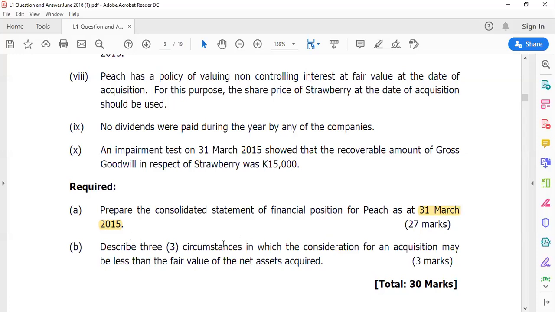Okay. Number one, we want to say that the consideration given for the business sometimes may be less than the fair value of the net assets acquired. This one may lead to what is often called negative goodwill. But what you should do where there's a negative goodwill, you should be able to check carefully. Have you seen that? Check carefully the values of the net assets acquired.